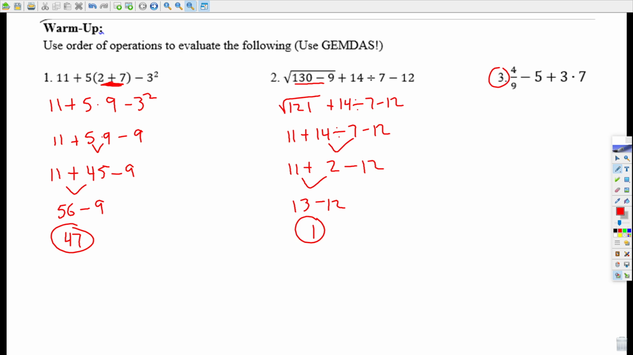Number 3, I'll let you do on your own. Just remember you need to divide first. And I know it happens to be a decimal. So it's 0.444, and so on. So I'll start it with you, but after that, you should be able to finish that one. So you can do that on your own time. Pause the video if you need to.